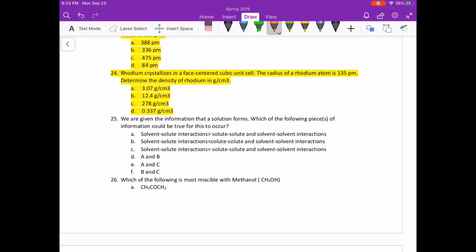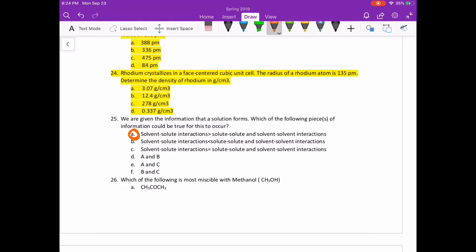25, we're given information about a solution, and which of the following pieces of information could be true for this to occur. Solvent-solute interactions are greater than solute-solute and solvent-solvent interactions, and I know that's got to be true. That's saying that the solute and the solvent are more attracted to each other than they are to themselves, and if that's the case, then they're going to want to mix, right? So I know that, yes, that's going to be true.